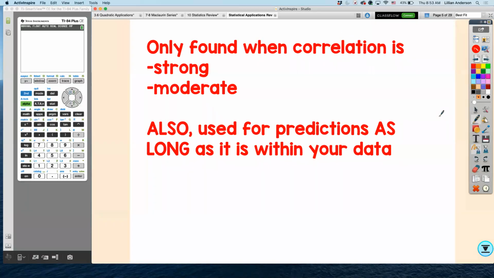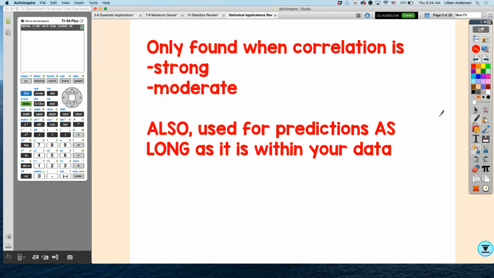With your linear regressions, this is important. This is definitely for any of y'all who are doing a statistics-based IA or even in the test. You only find a regression line when the correlation is either strong or moderate. You don't use it for a weak or a very weak relationship, okay? Because your regression line is essentially used for predictions, not approximations, about other potential data that you could possibly collect, as long as it's within the data that's already given to you, okay?